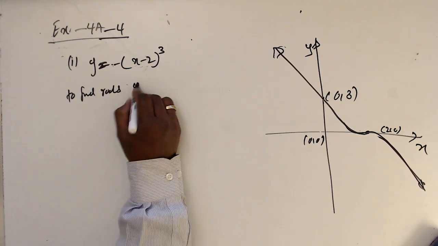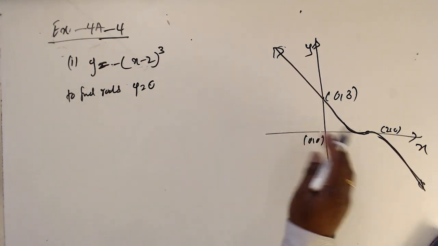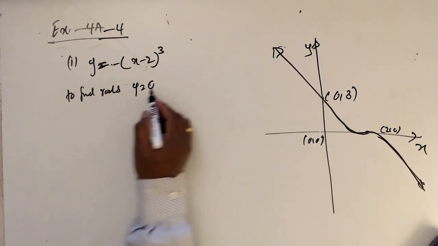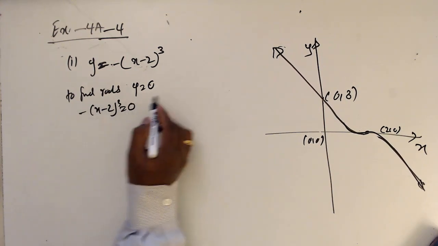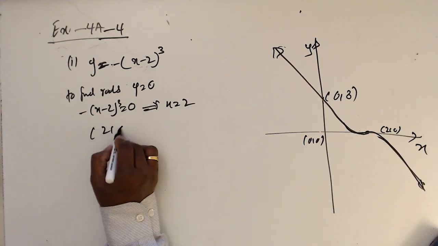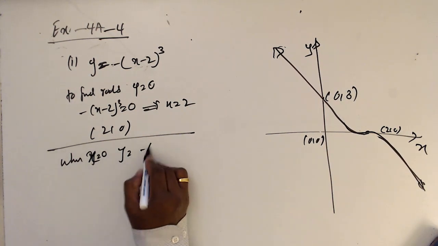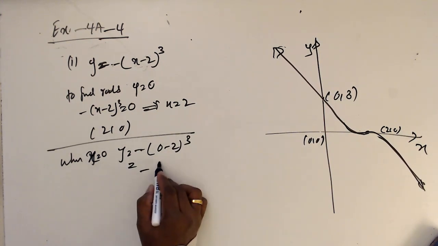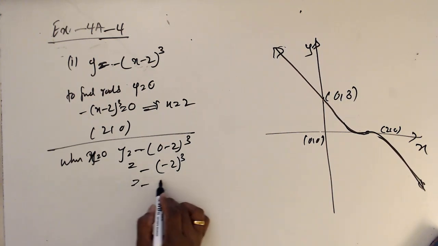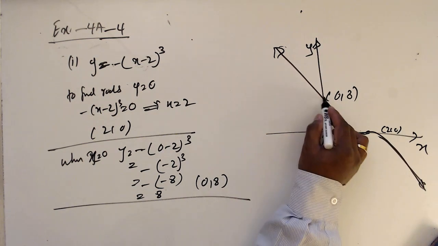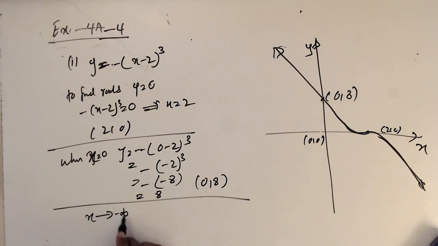To find roots, y equals 0. So why I did this kind of drawing, so then you are getting to it basically. Y equals 0, then minus times x minus 2 cubed equals 0, implying x equals 2. So 2, 0 is a root. Then when x equals 0, y equals minus 0 minus 2 cubed. So minus minus 8, which is 8. So this point is 0, 8. And as x goes to minus infinity, y goes to positive, and as x goes to positive, y goes to negative, opposite.